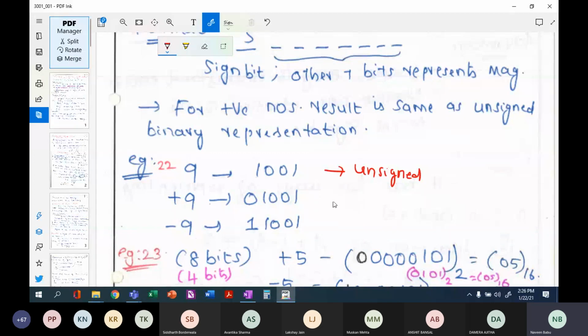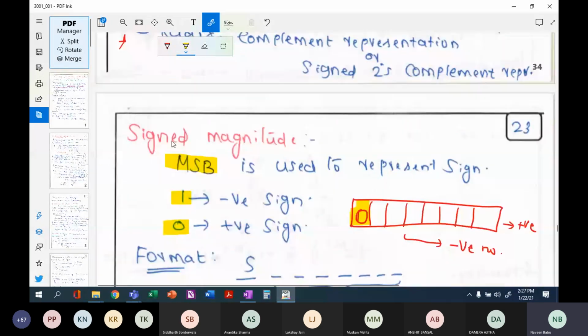Now these two are signed representations. And how is 9 represented? 9 is represented as 1001. But since I have to represent a sign, that is plus 9, I am adding one more bit to represent my sign. Similarly, minus 9 is represented with a sign bit of 1 followed by the magnitude. And what is this particular technique called? This technique is called the signed magnitude representation. You are representing the magnitudes with a sign.